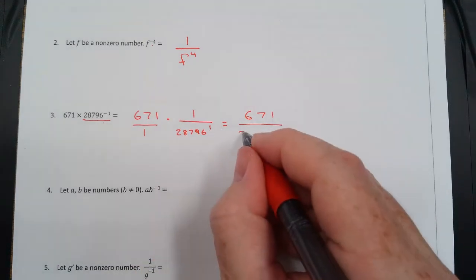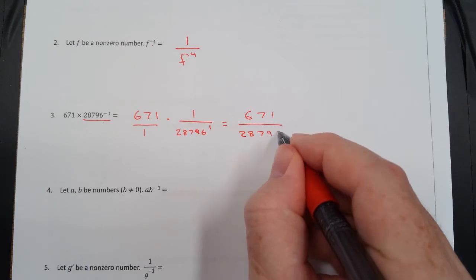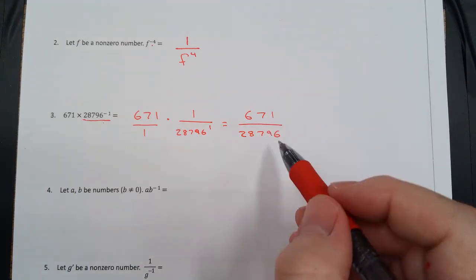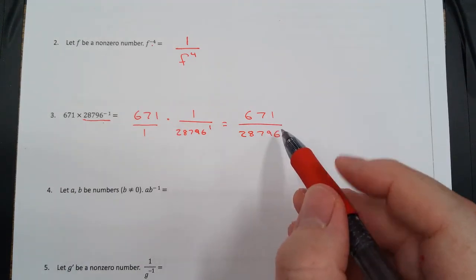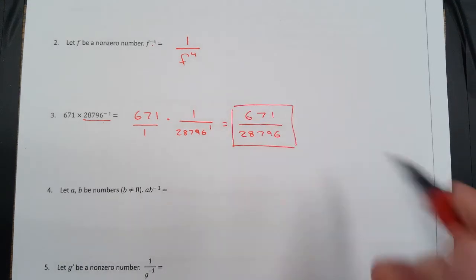28,796 to the 1st power is just 28,796. I don't even need to write the exponent because it's just a 1. That is the simplified form.